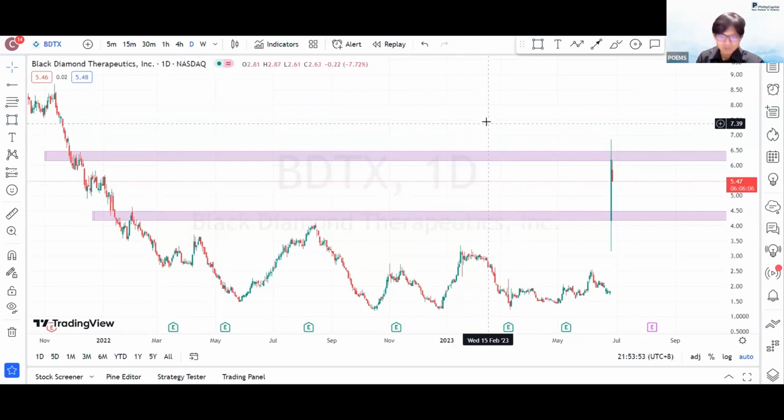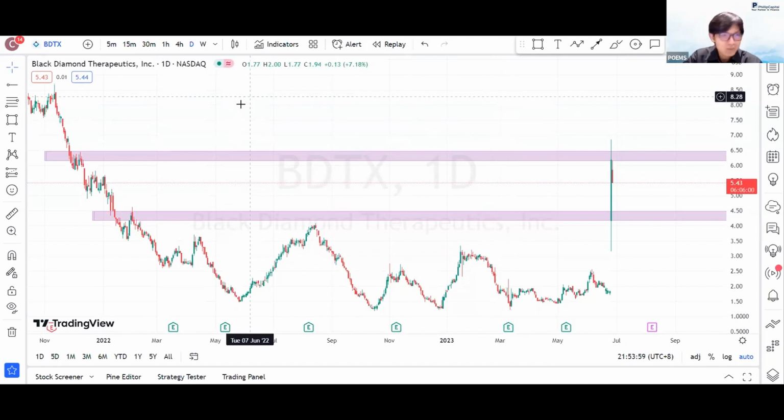If you want me to put indicators, I think we leave that to another session. I will tell you why I don't put them. But for now we will look at black diamond.